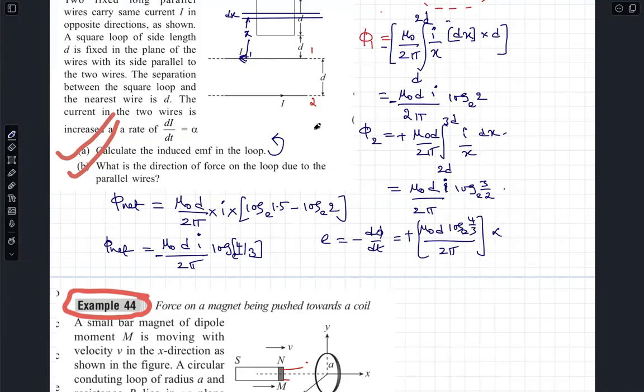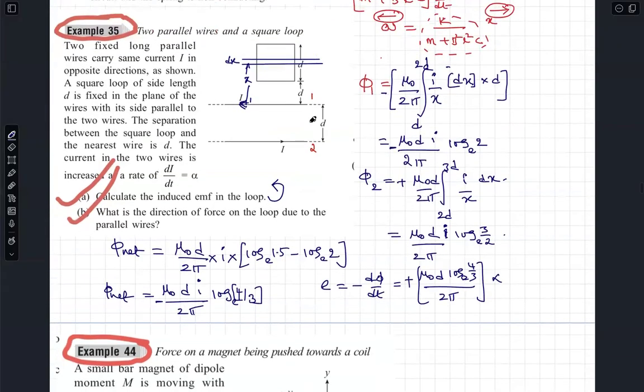What is the direction of force on the loop due to the parallel wires? Either direction only is what they are asking. Fortunately, we can manage. Can you please tell me what is the direction? Simple. In this case, the current is like this, the induced current I naught. By repulsion, this is repulsion, this is attraction, but repulsion dominates.